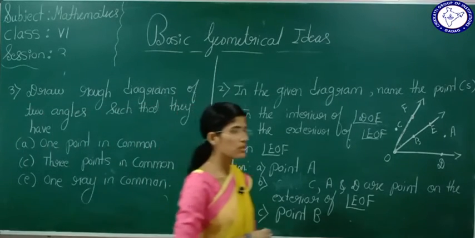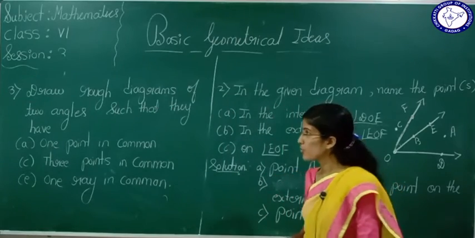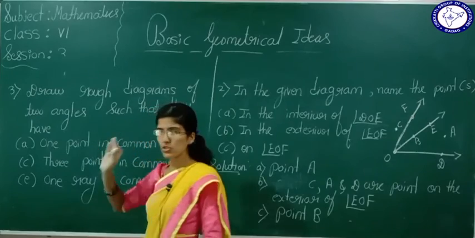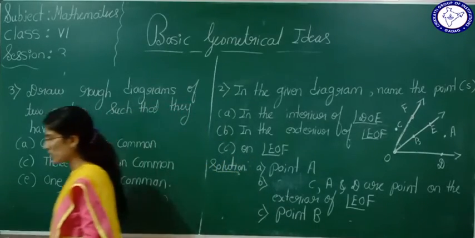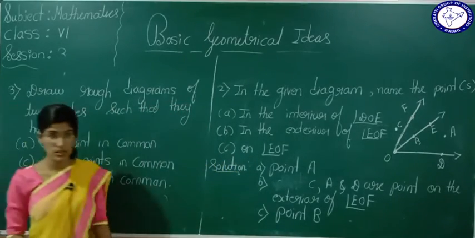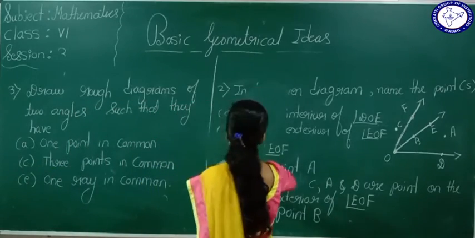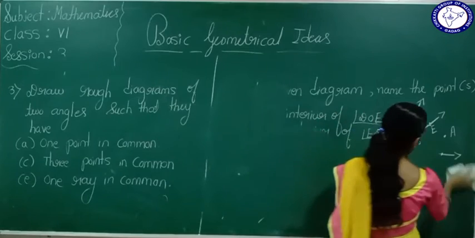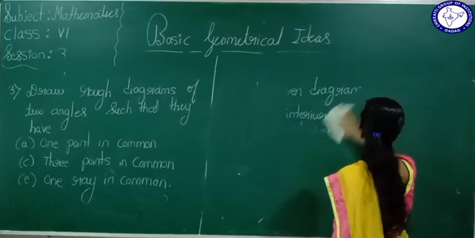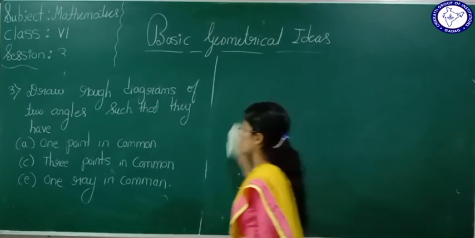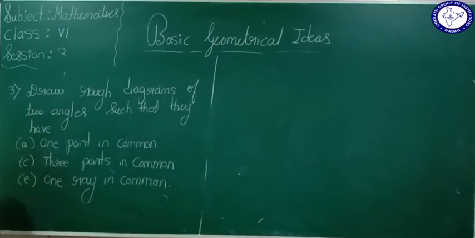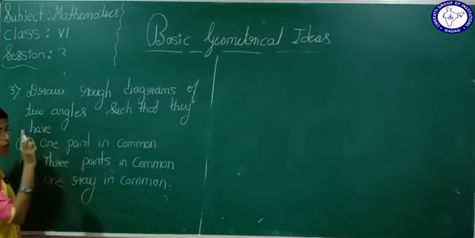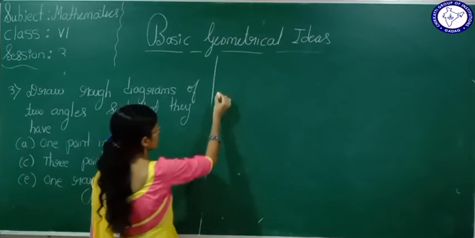Now see students, the third question tells us to draw rough diagrams of two angles. Okay, we have to draw a rough diagram of two angles such that they have 1 point in common. Two angles should have 1 point in common. Such a figure we have to draw here. Two angles should be there and 1 common point should be there. Is it understood?